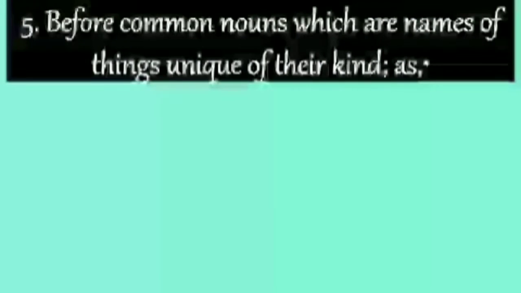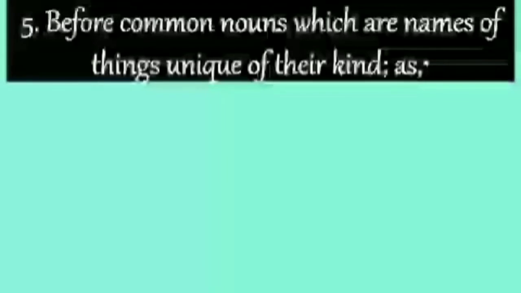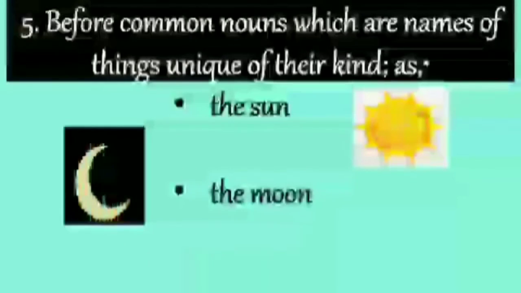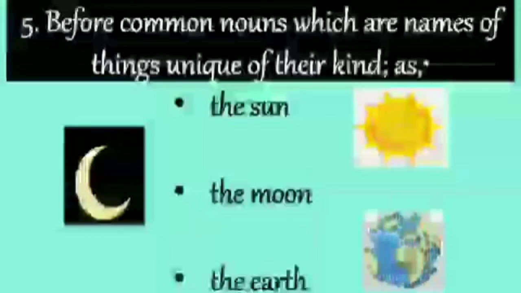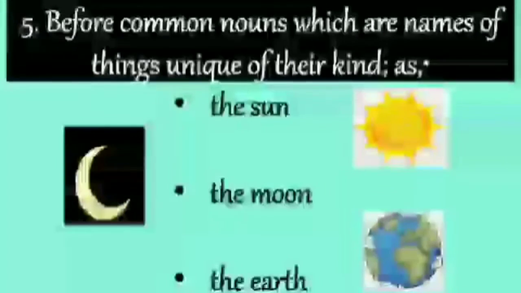The fifth use of the is before common nouns which are names of things unique of their kind. For example, the sun, the moon, the earth. So these sun, moon and earth are unique of their kind. That is why I have used the before them.